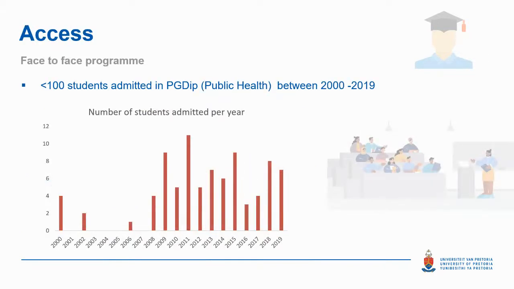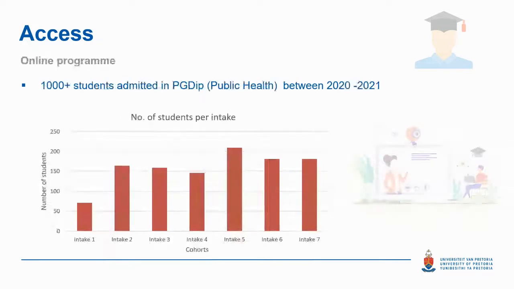In terms of access, the face-to-face program in the 20-year period between the year 2000 and 2019 admitted less than 100 students, 85 to be exact. That points to the institutional factors that limit that, already mentioned: infrastructure, human resources, and so forth. But also face-to-face programs are not so attractive to many adult students who are working and studying, or maybe are staying too far. So that could be a factor.